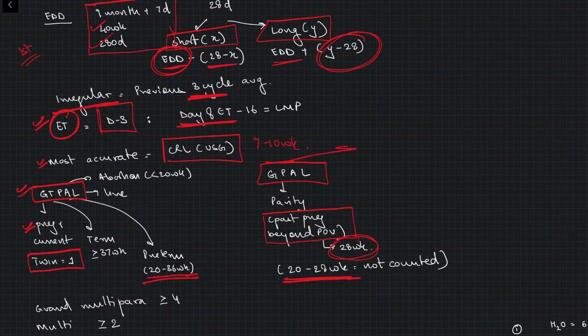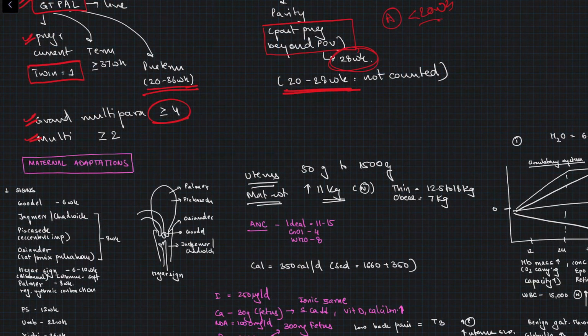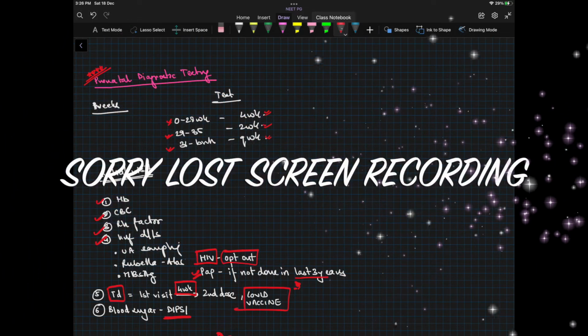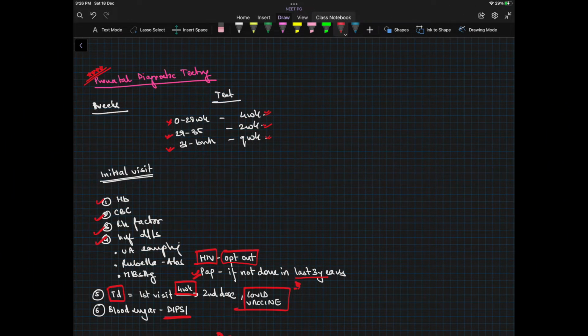While in the US, remember, the GPAL system is followed, where parity is taken, and here the period of viability is 20 weeks. So all the pregnancies more than 20 weeks will be in P, and less than 20 weeks will be counted in A. Okay. Then grand multipara is 4 or more, and multipara is 2 or more pregnancies. All right, let us talk about prenatal diagnostic testing.